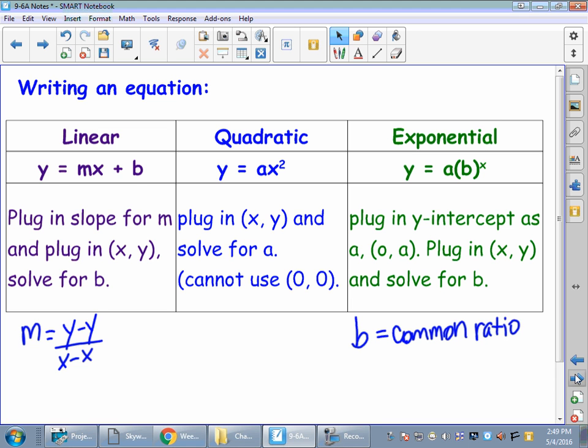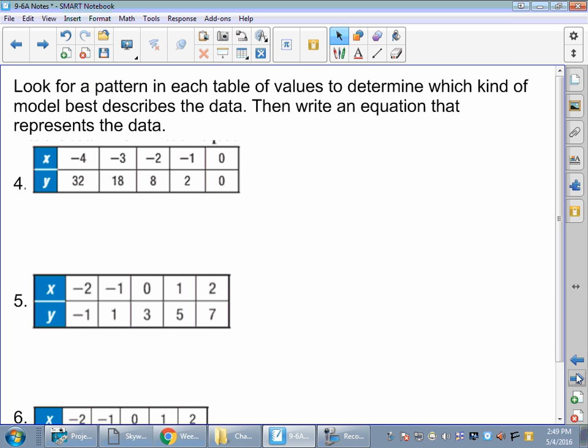So there's a couple different ways to write your exponential function. So let's go ahead and try this, and then you guys can try it on your own. So the first thing we're going to decide is if it's linear, quadratic, or exponential, looking at the differences and ratios. And then the second thing we're going to do is after we determine which function it is, we're going to write an equation.